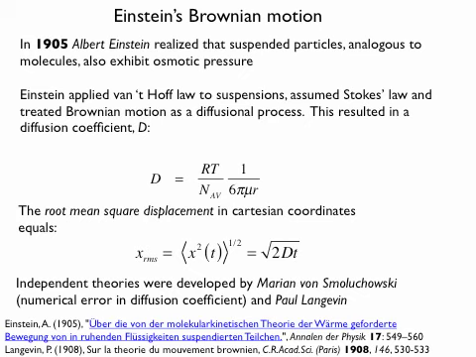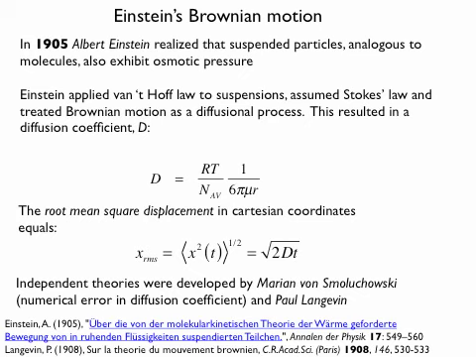So Einstein realized that suspended particles, analogous to molecules, also had an osmotic pressure, and he applied the Van 't Hoff law for osmotic pressure to the particles, assumed Stokes' law for particle drag movement, and considered Brownian motion to be a diffusional process. So like things slowly spreading out, right?